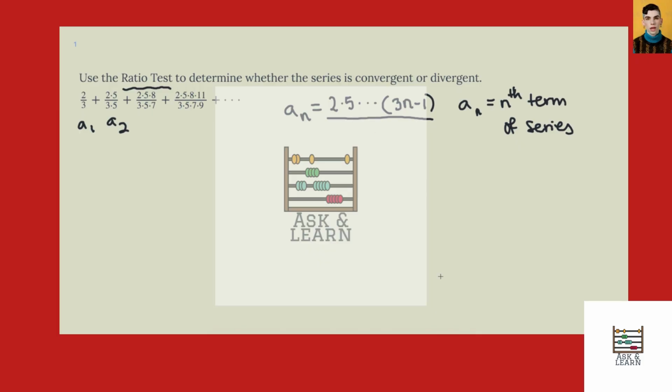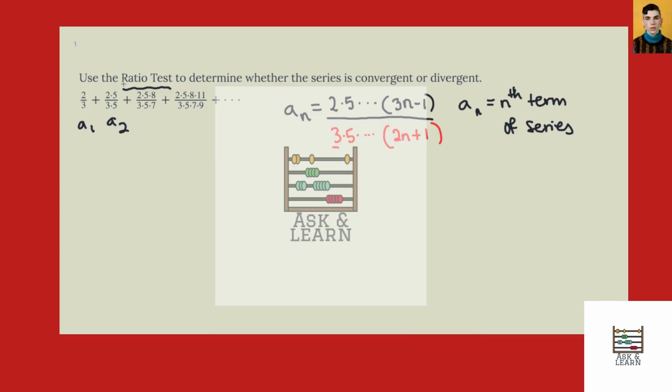Now in the denominator, you see that we have 3, 5, and so on. And in the denominator, we're increasing by 2. So this time we should have a 2n in there instead. But when we plug in n equals 1, we'd like to get 3. So we should do 2n plus 1. So here's our formula for the nth term.